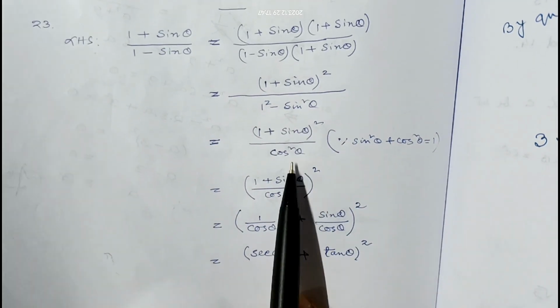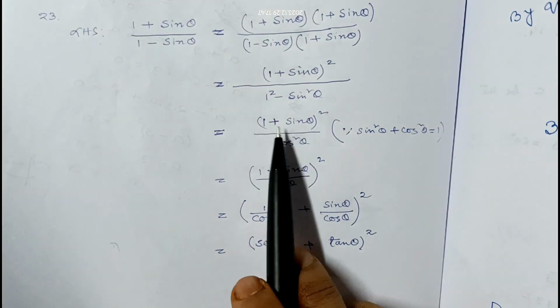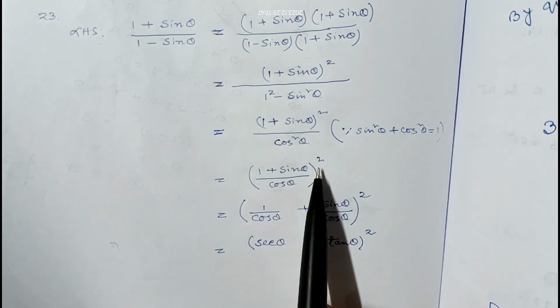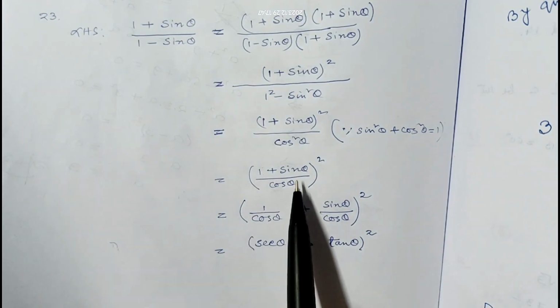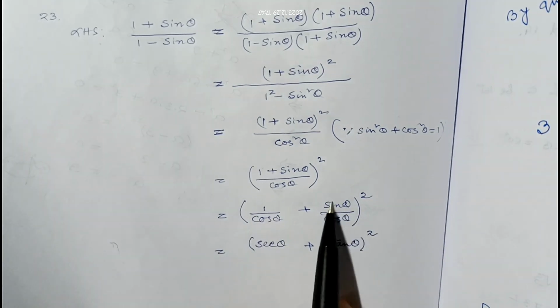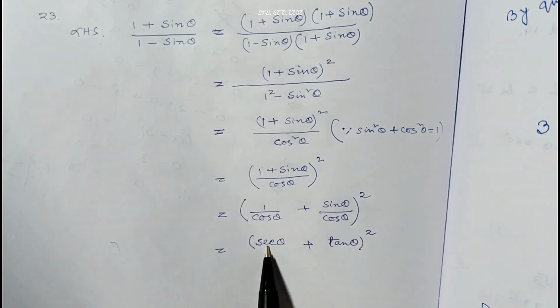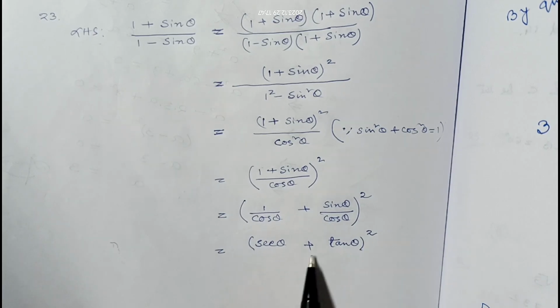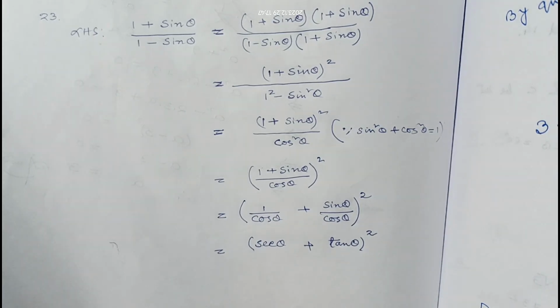1 square minus sin square theta will give cos square theta. This can be written as (1 plus sin theta) by cos theta whole square. Now (1 by cos theta plus sin theta by cos theta) whole square. 1 by cos theta is sec theta and sin theta by cos theta is tan theta. So we got (sec theta plus tan theta) whole square, which is the required right hand side.